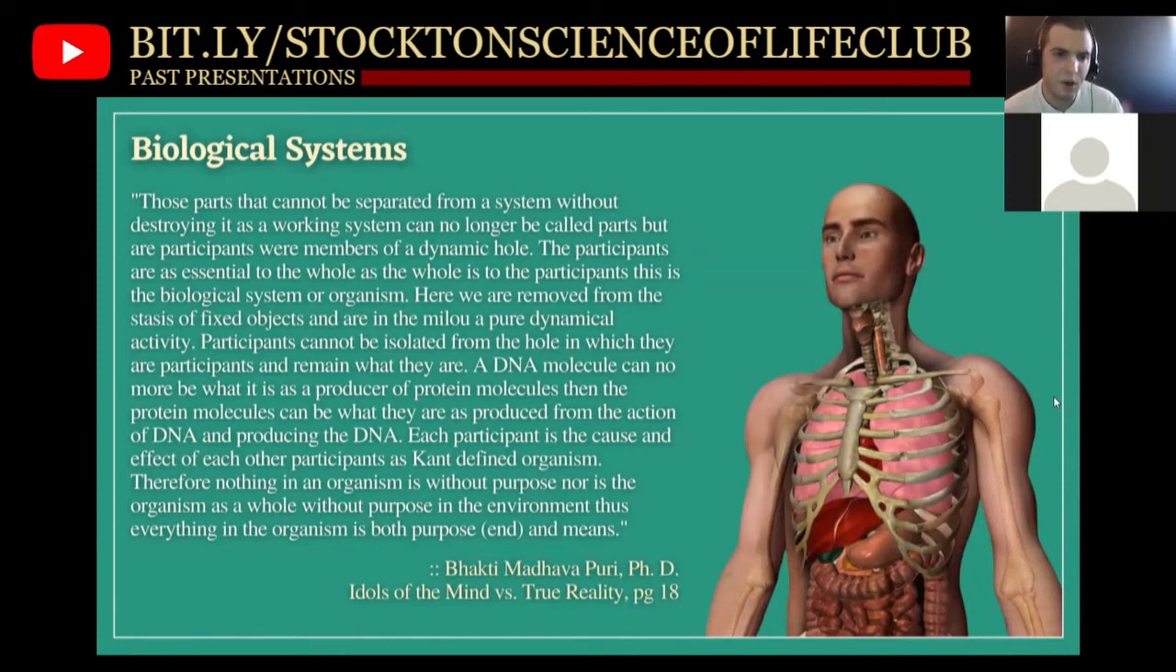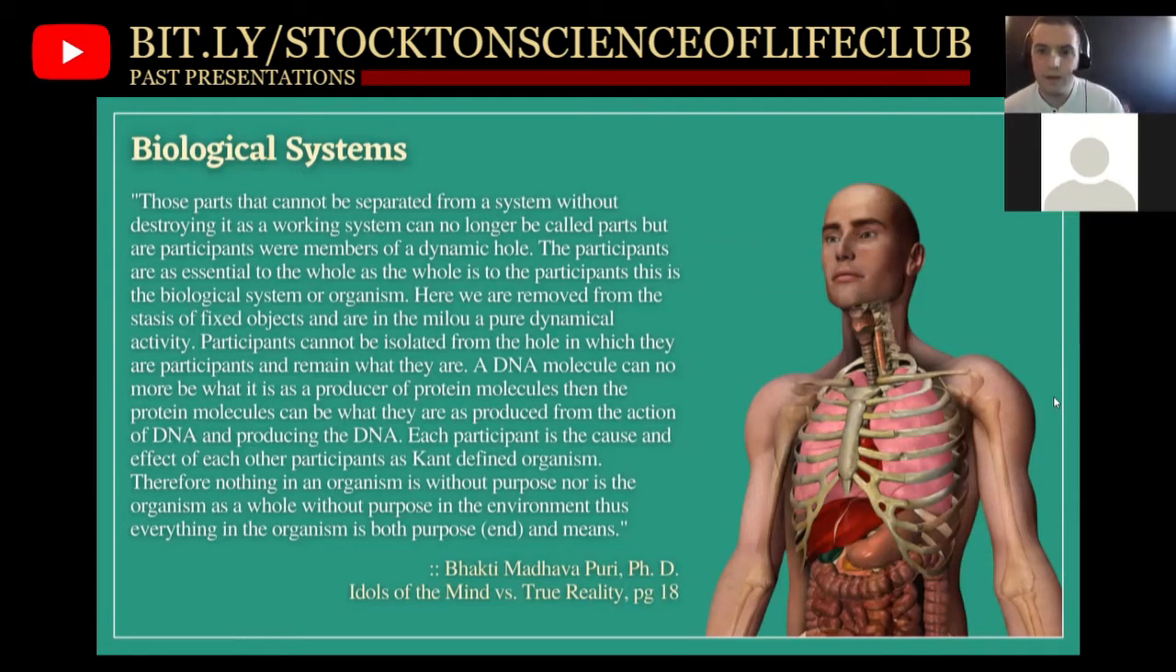A DNA molecule can no more be what it is as a producer of protein molecules than the protein molecules can be what they are as produced from the action of DNA and producing the DNA. Each participant is the cause and effect of each other. And this is how Kant defined an organism, Immanuel Kant. We mentioned him before. Therefore, nothing in an organism is without purpose, nor is the organism as a whole without purpose in the environment. Thus, everything in the organism is both purpose, the ends, and the means.